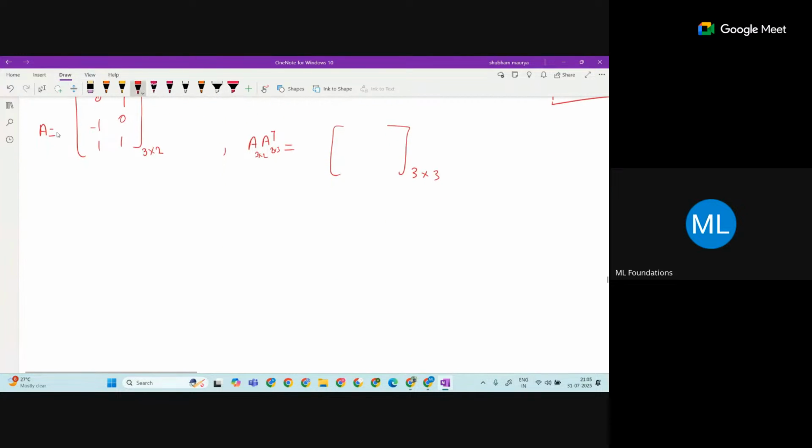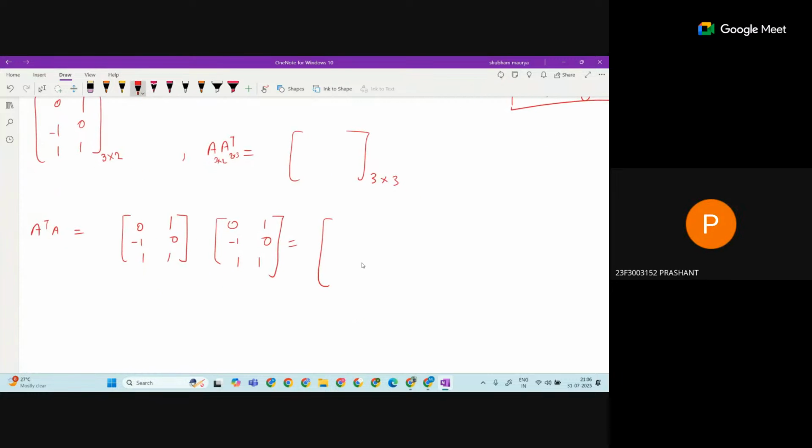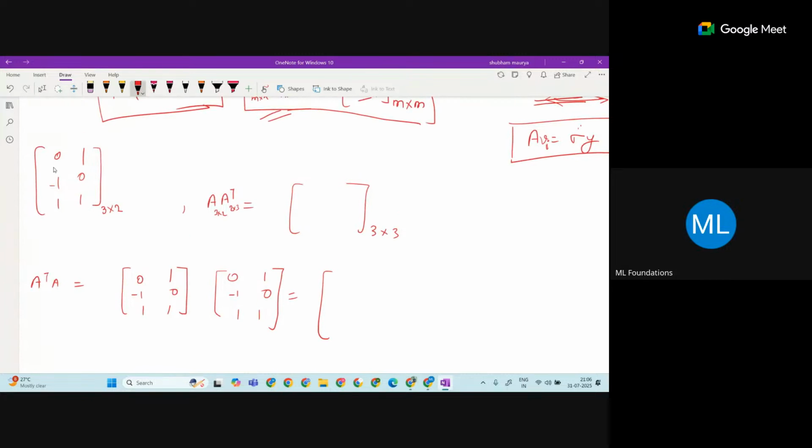If you do A transpose A, the matrix is going to be, let's do the transpose here: 0 1 minus 1 0 and 1 1. And A is exactly 0 1, minus 1 0, and 1 1. Sorry, the transpose is 0, minus 1, 1 in the first row, then 1, 0, 1. Let's multiply it here.